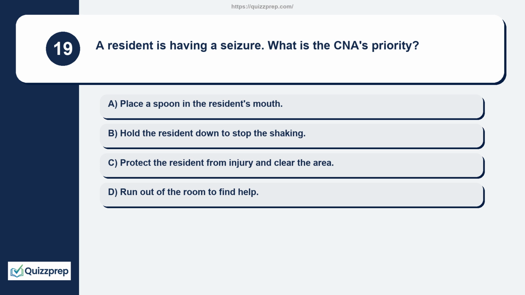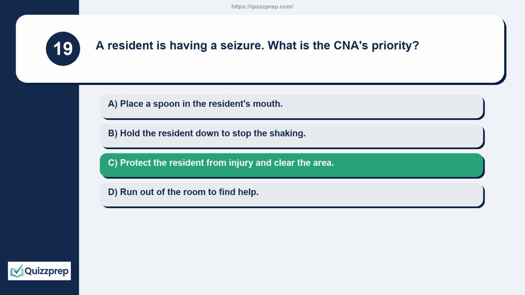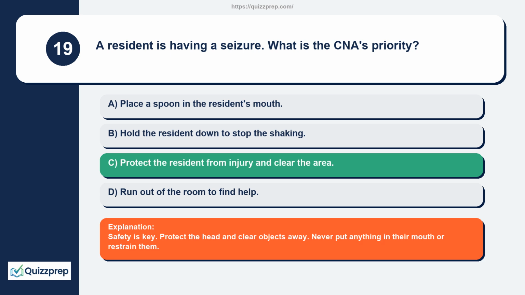Question 19. A resident is having a seizure. What is the CNA's priority? Place a spoon in the resident's mouth, hold the resident down to stop the shaking, protect the resident from injury and clear the area, run out of the room to find help. Safety is key. Protect the head and clear objects away. Never put anything in their mouth or restrain them.